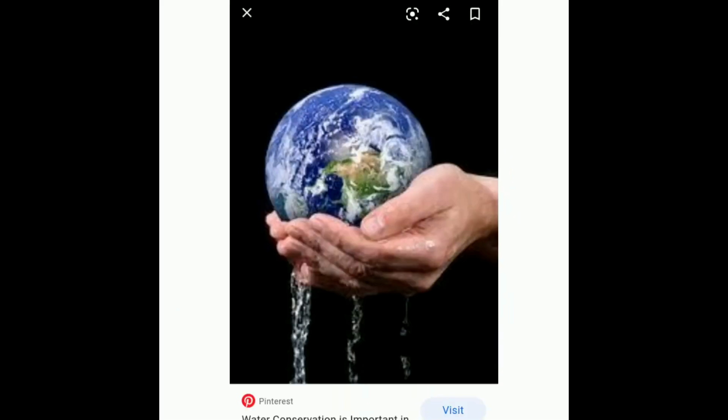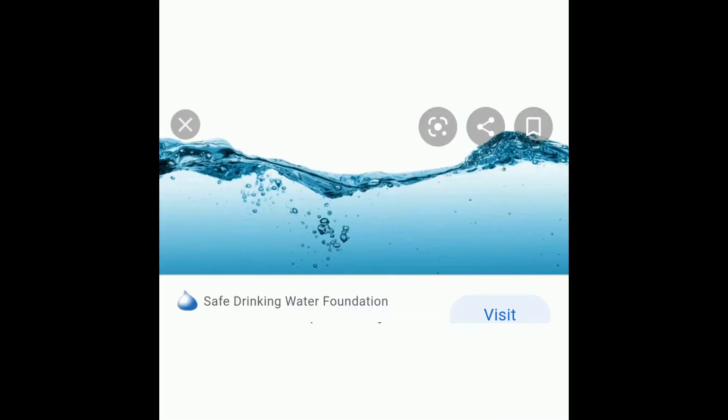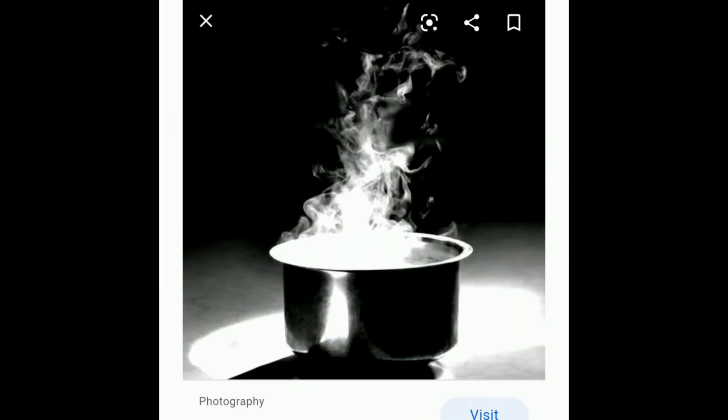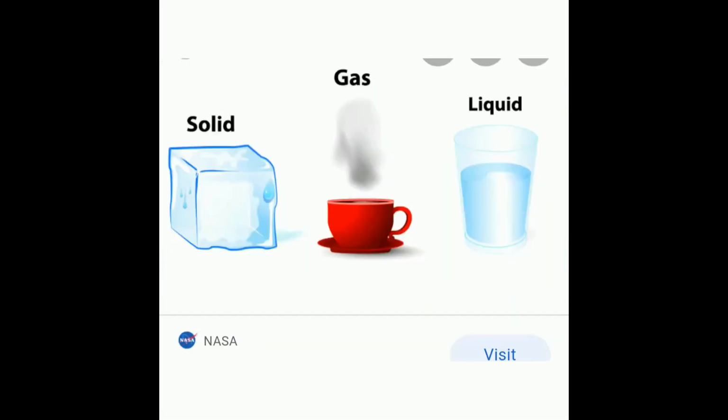In the previous class, we have learned about water and its properties. Let's revise these points. Water can flow. Water can carry heat. Water is a liquid, so it can take the shape of the container which it contains. Water can exist in three states of matter, that is liquid, solid and gas, as water, ice and water vapor.